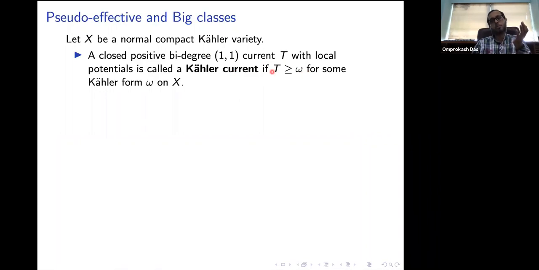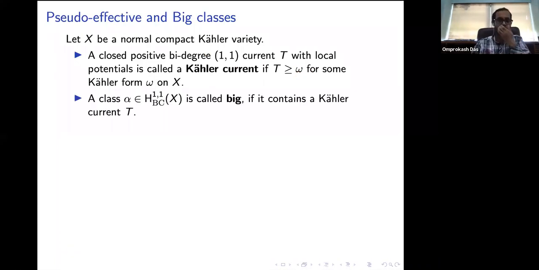So you're saying a divisor is big if it is bigger than or equal to ample, because we know that big divisor is ample plus effective. Okay? So that means big minus ample is effective. So that's what it's saying. Big minus Kahler form is greater than or equal to 0 in the sense of current. So that's a Kahler current. And then a class is called big if it contains a Kahler current. Okay, so think of this as the numerical class of a big divisor.